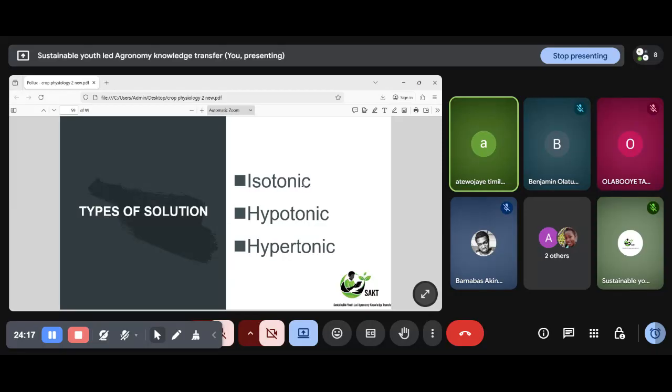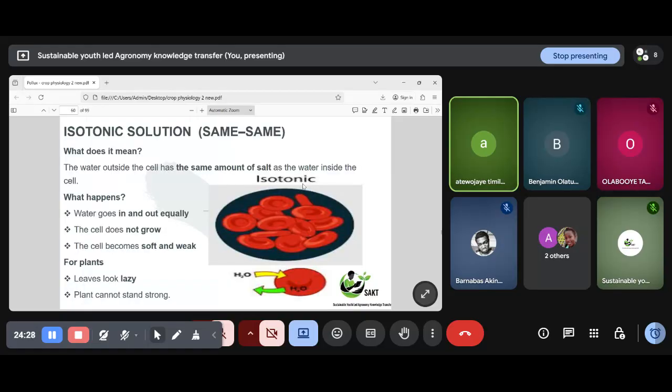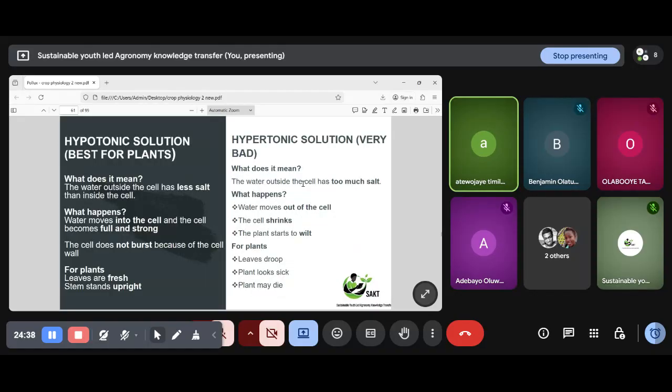Hello? Okay. So I think I've explained this one. We have isotonic solution. So let's move on. So isotonic solution, what does it mean? Okay, we can move on. So I think I've explained that. Okay, so isotonic solution is best for plants. Okay, good.